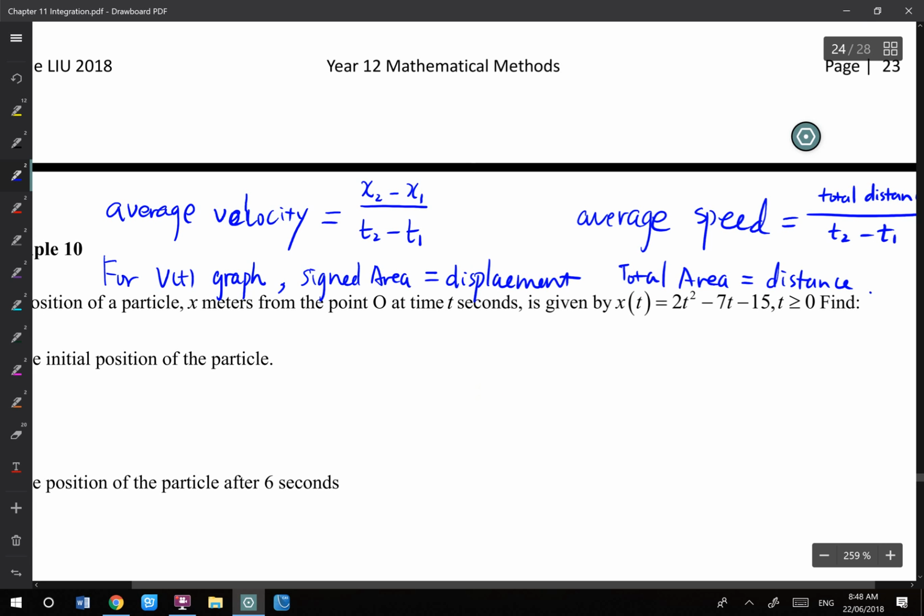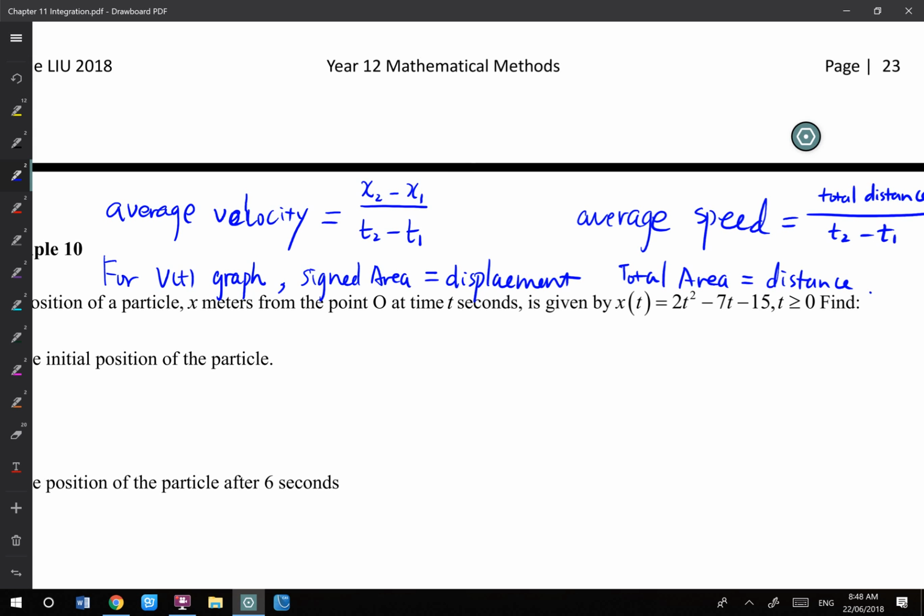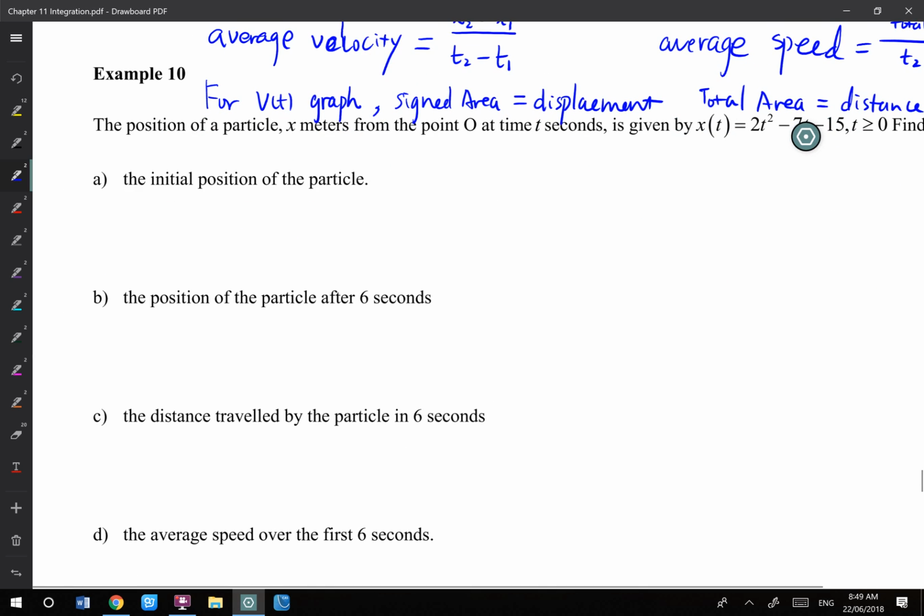So between time equals something and time equals something, if we talk about the signed area, that will be the displacement. If we find the total area, that will be the distance. If I want to find signed area, I can just integrate between time 1 and time 2. But for total area, I need to see the graph, find the x-intercept, and integrate from different sides. Okay, let's have a look at this example.